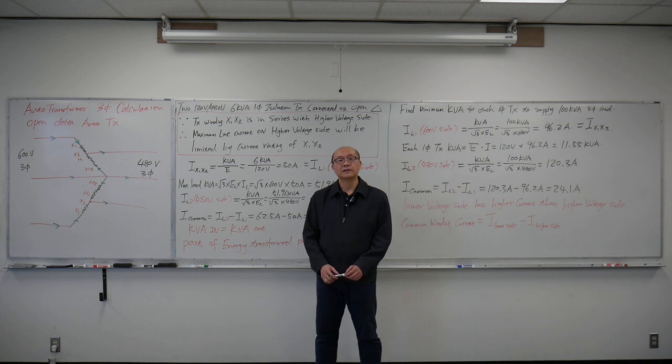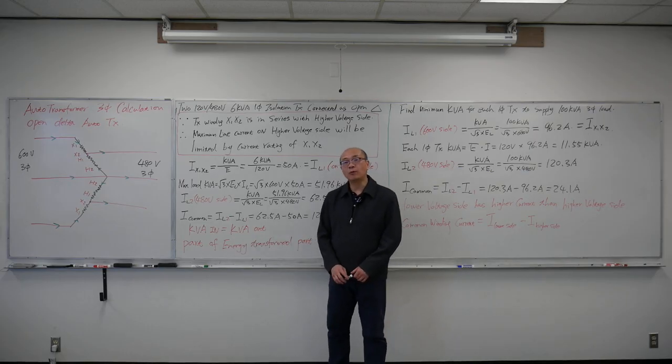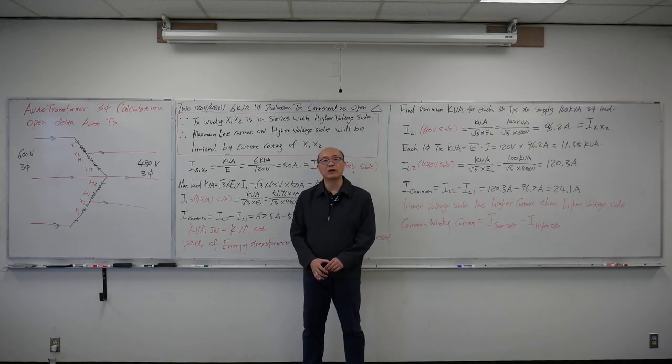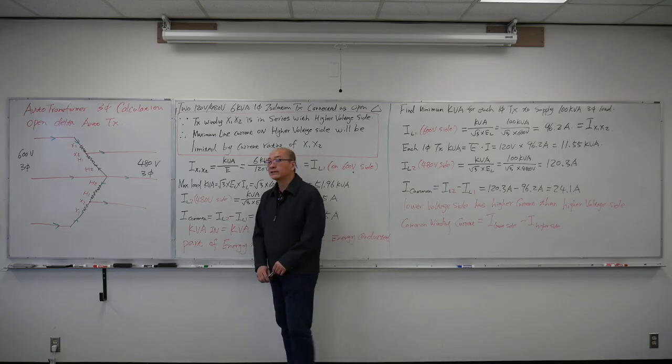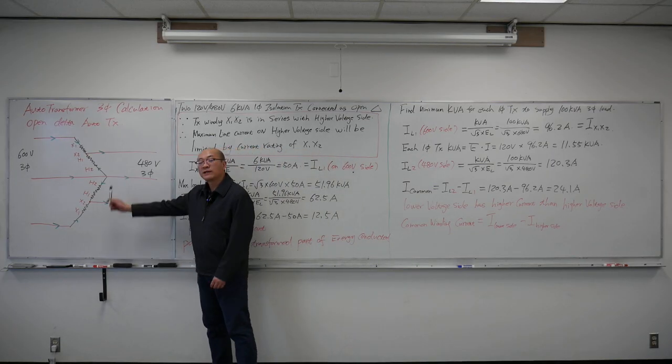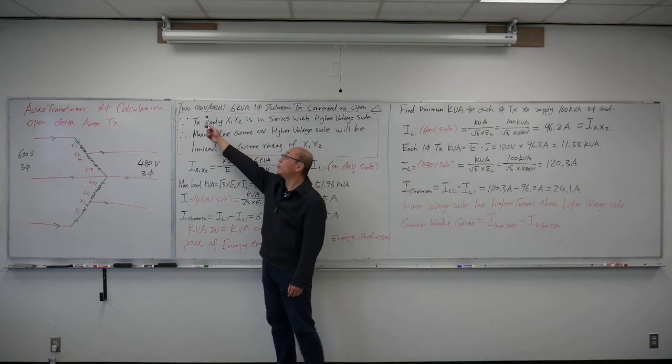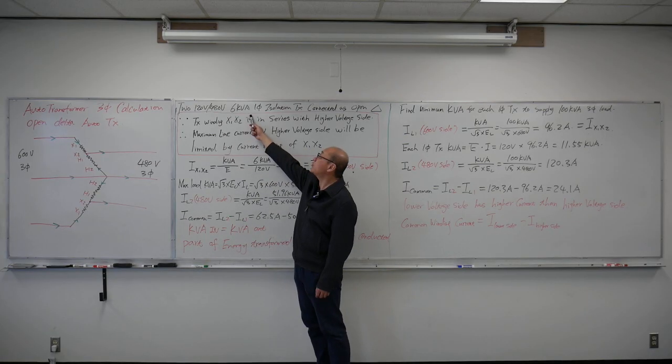Hello everyone. In this lesson we're going to talk about the calculation for a three-phase open delta auto transformer. We know an open delta auto transformer only needs two transformers connected in open delta. This time I'm using two single-phase isolation transformers, each rated 120 volt, 480 volt, 6 kVA.